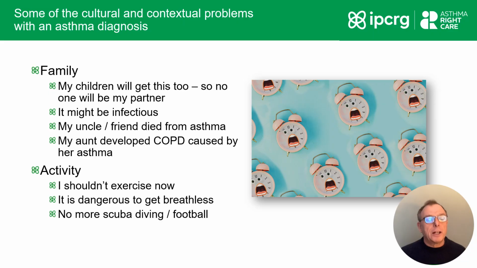Let's move through a little bit more quickly on the next one. But again, I'm a bit worried. If I get it, will my children get it? Will people like me if I've got asthma? It might be infectious. What happens if I pass it on to people? Also, quite commonly, people have personal experience of people within their family setting or friends who may have had adverse outcomes from asthma. And that's worthwhile thinking through as well.